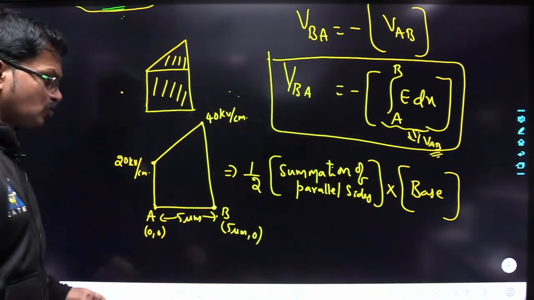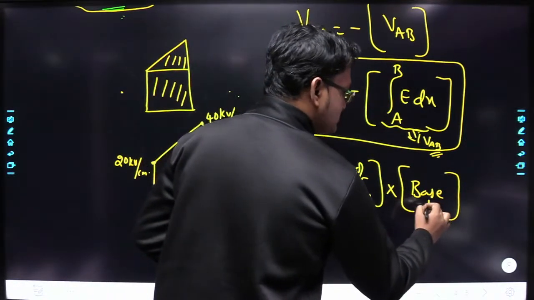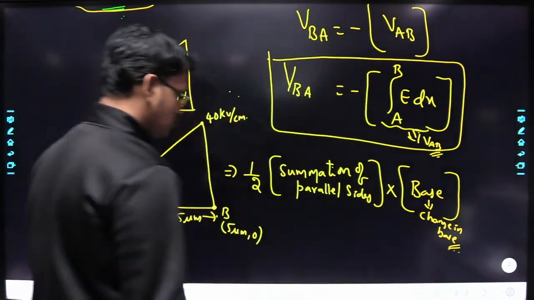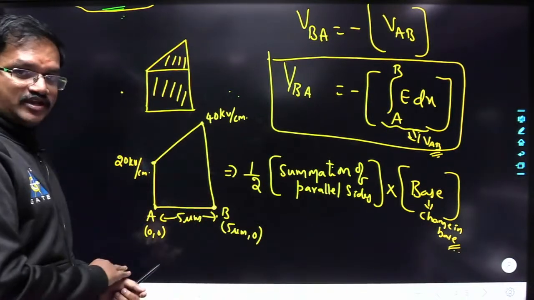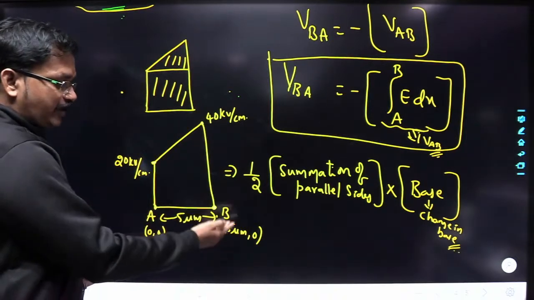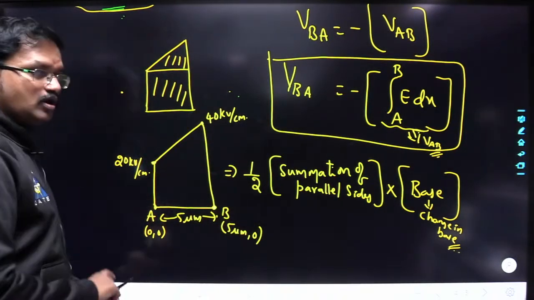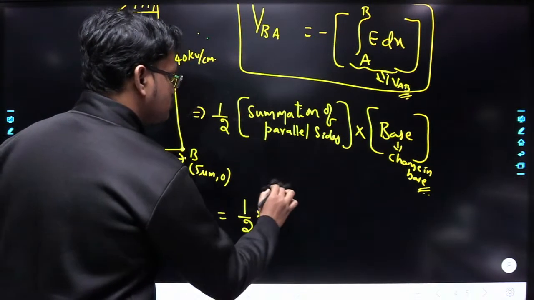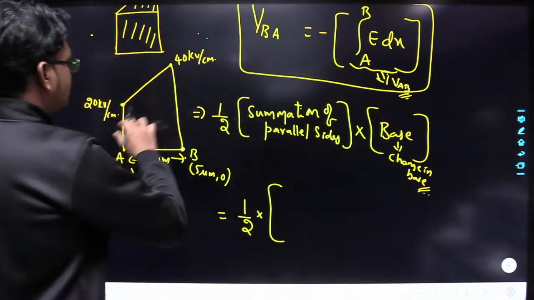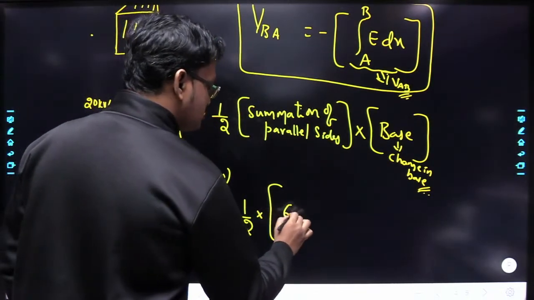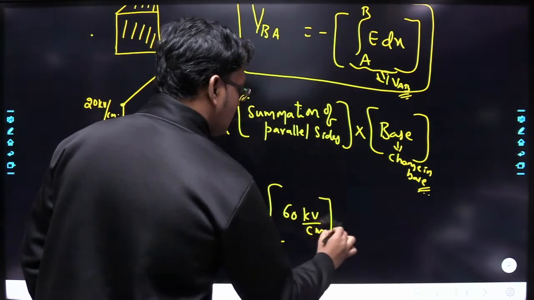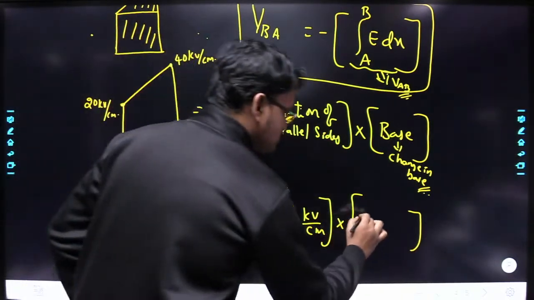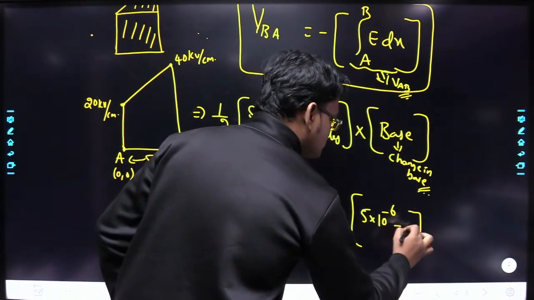Whenever you are writing the base here, you always have to write the change in base. Always take final minus initial. You are moving from A to B, so the final value is 5 micrometer and the initial is 0. So this is equal to 1 by 2 into the summation of parallel sides, that is 20 kilovolt per centimeter plus 40 kilovolt per centimeter, that is 60 kilovolt per centimeter, into the change in base as you move from A to B, that is 5 minus 0, so 5 micrometer.